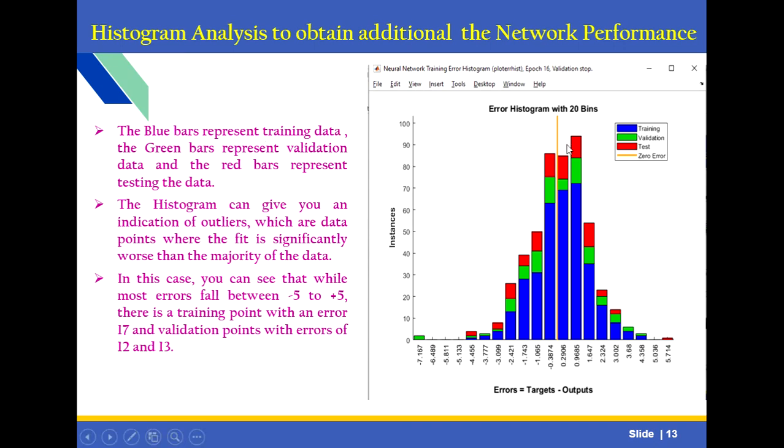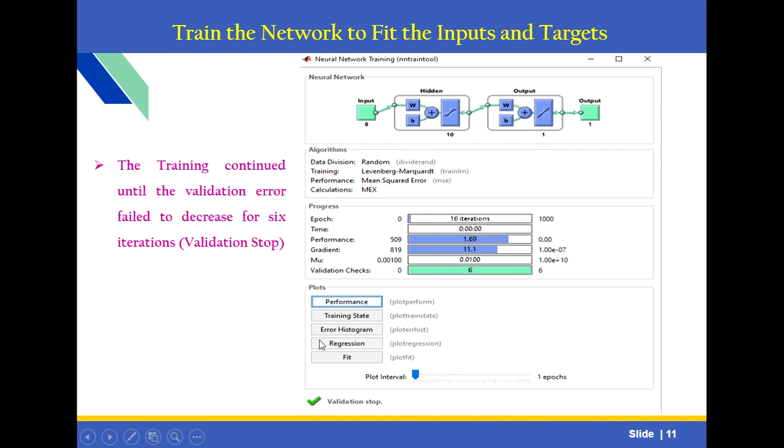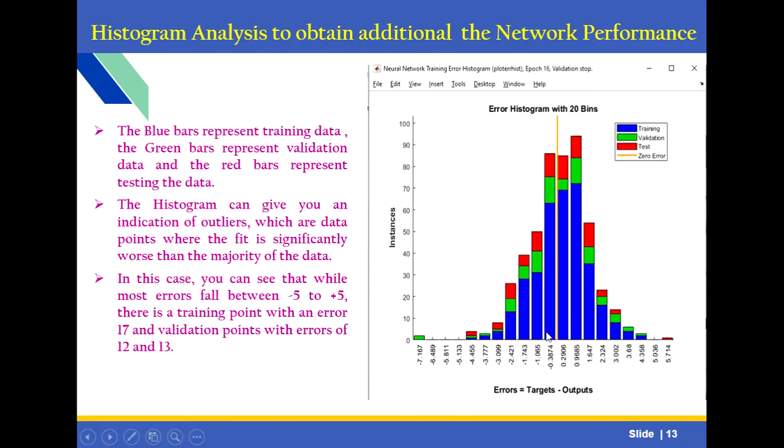Here this is the error histogram analysis, where the bins are taken by this one. If you click on error histogram, you will get a graph like this. Here the blue bars show the training, the green bars show the validation, and the red bars are called test. This is where the zero error is. You see the zero, and you will get the accurate error for 20 bins.